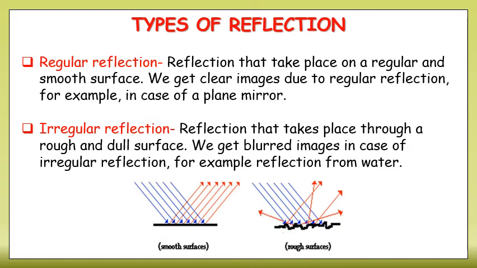While reflection that takes place through a rough and dull surface is known as irregular reflection. In this case, the surface reflects the light in different directions. We get to see blurred images in case of irregular reflection. For example, reflection from water.